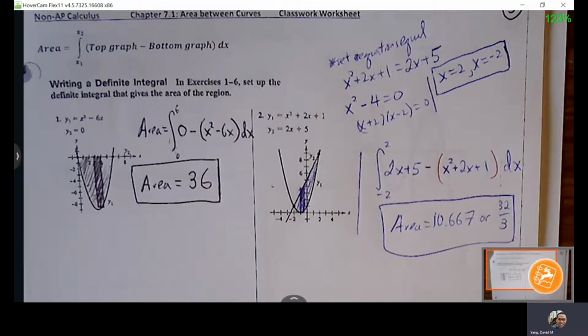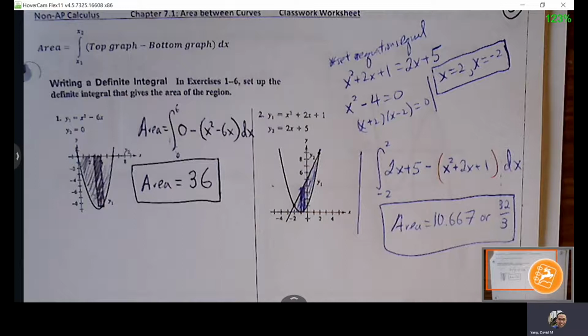Guys, we're going to need our calculators every day, so please try to bring it. We're going to need it, and you get to use it on the test as well. Okay, any questions with 2? Okay.